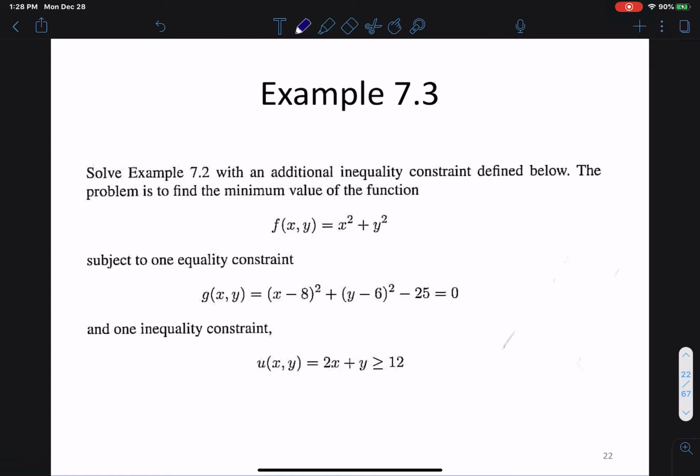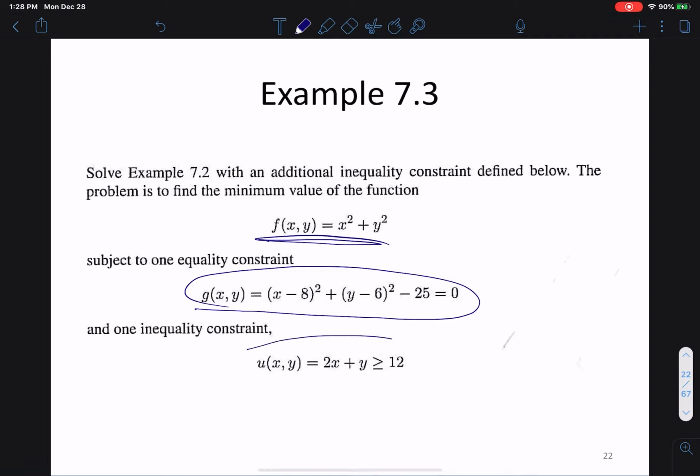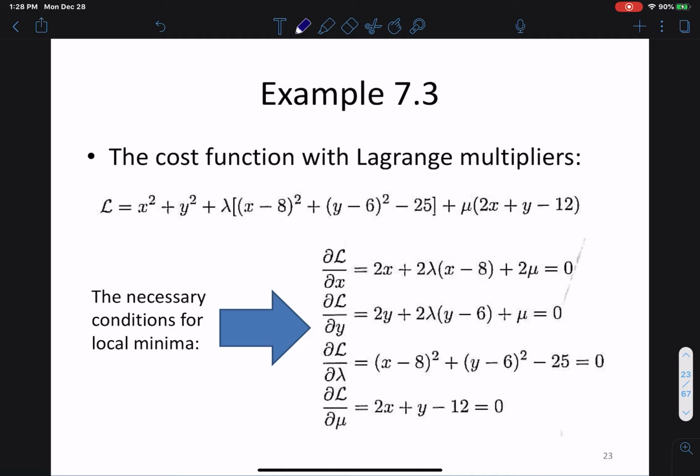All right, so let's put it together here. I have the same function I'm trying to optimize. This was my equality constraint, which was my circle. Now I have an inequality constraint here, which is my straight line. So I do the same thing over here and put it together. This is the inequality constraint part, this is the equality constraint part, this is the function, and I have the new Lagrange function over here. Then I took all the partial derivatives with respect to x, y, lambda, and mu.